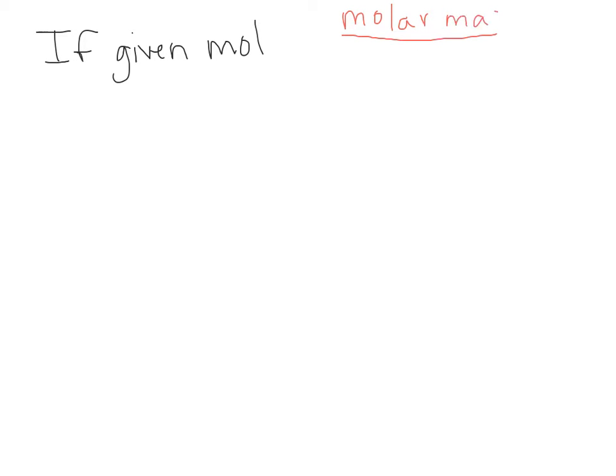If you're given moles, units of moles, an amount, your conversion factor is going to be the molar mass over 1 mole. Now with this being on the bottom, your units, moles and moles, would cancel each other out, and you'd just be left with grams of whatever substance.